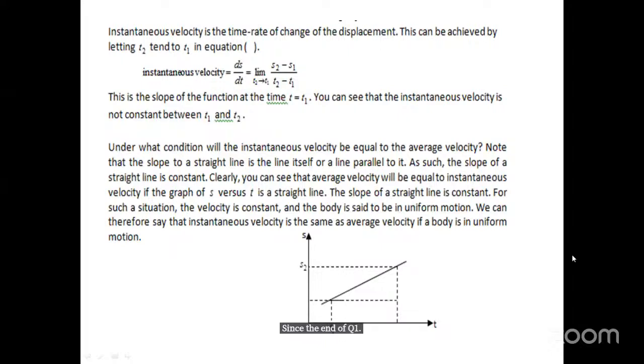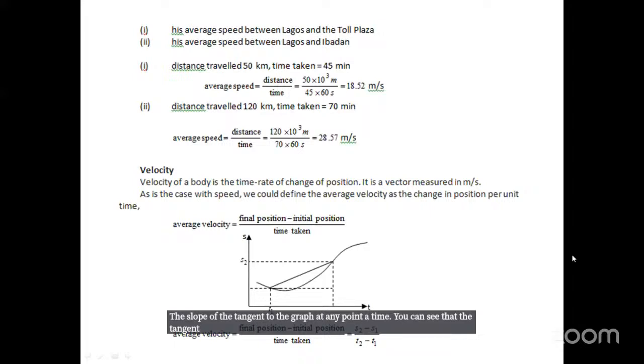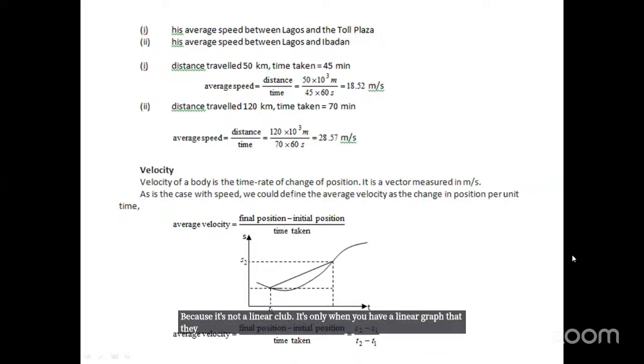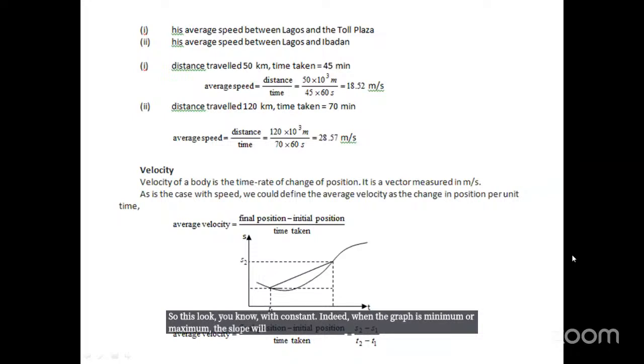You can see that the instantaneous velocity is not constant between T1 and T2. Why is that so? The instantaneous velocity is the slope of the tangent to the graph at any point in time. You can see that the tangent is not going to be the same at every t. Can you see that? Because it's not a linear graph. It's only when you have a linear graph that the slope is constant. So the slope will not be constant. Indeed, when the graph is minimum or maximum, the slope will be 0 because the function is turning at that point. Is that okay? Yes.